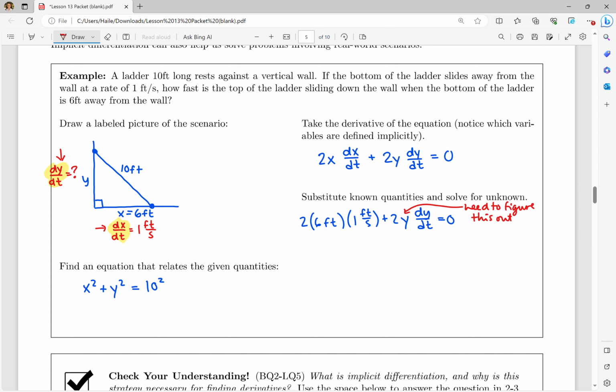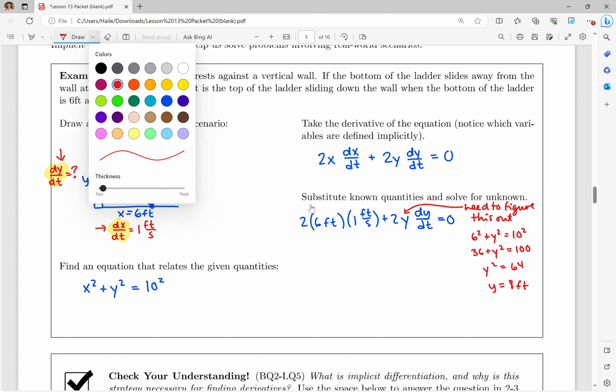And how can we do that? Well, remember we had that initial equation, the Pythagorean theorem, where we related x, y, and 10. So what we can do is go back and use that equation and plug in what we know. So we have 6 squared plus y squared is equal to 10 squared. So we have 36 plus y squared is equal to 100. And then 100 minus 36 is 64. So y is equal to 8 feet. We want to be very careful with units in these word problems.